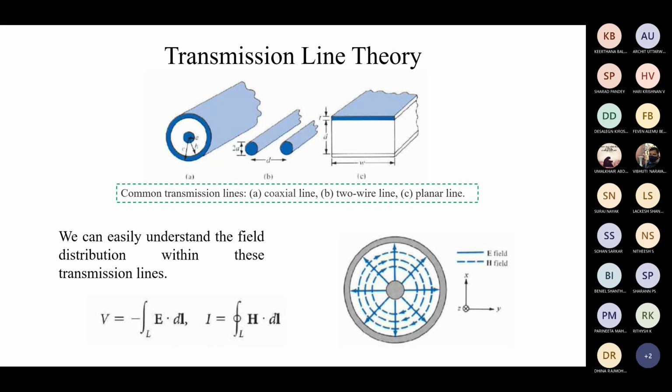These are the important transmission lines. Other than that, we have one more, which is not shown here, the waveguide. Okay, so all these four are important transmission lines. These transmission lines are especially used for high frequency applications. Other wires, single wires or two wires or multiple wires, can be used for electrical power transfer, but here the concept is completely different.